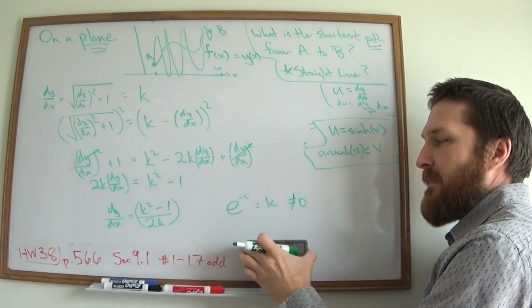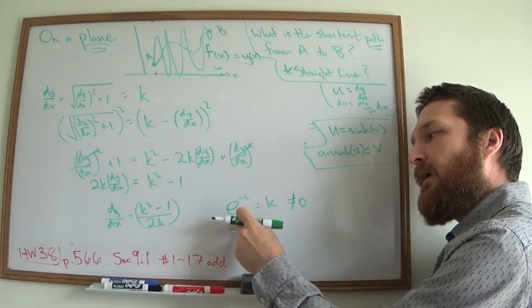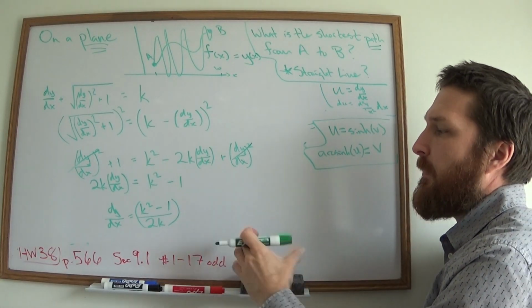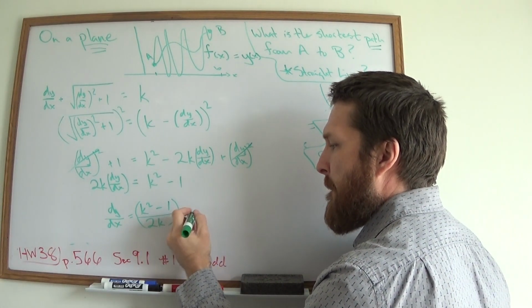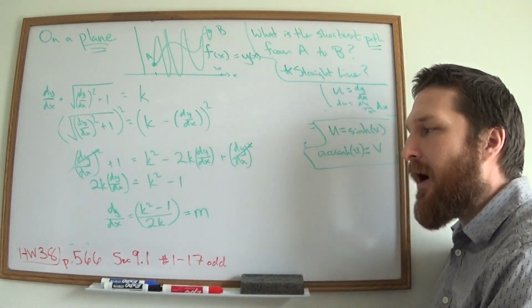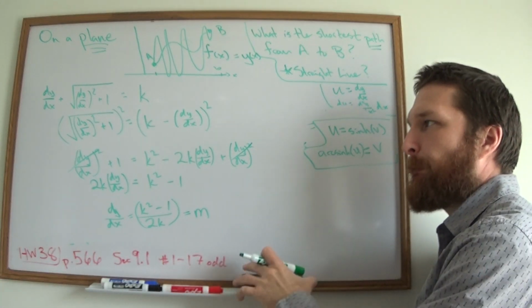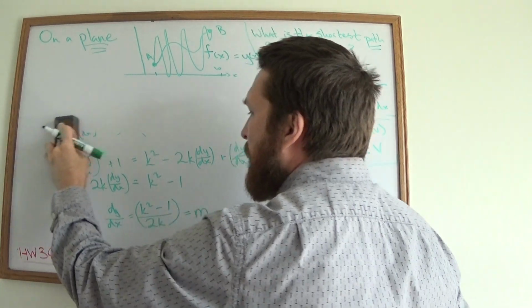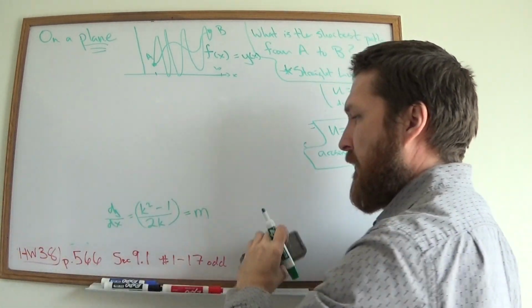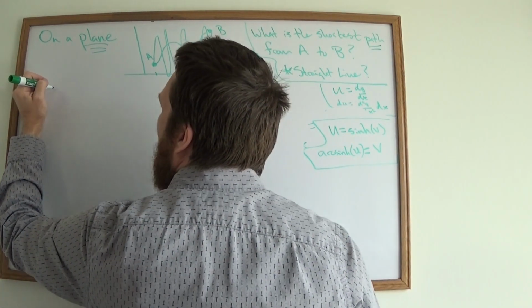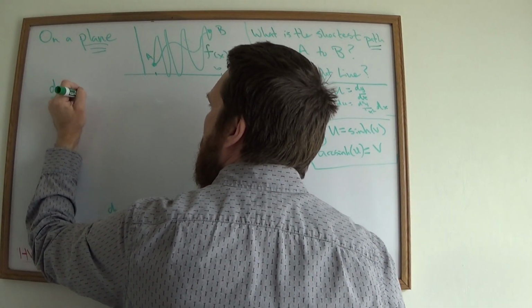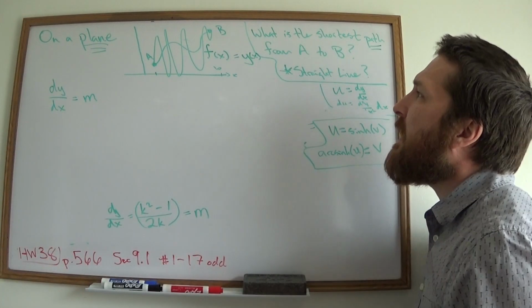Let's give it a new name, the same way we did earlier with c. E to the negative c, we called it k. Let's give this a new name. How about let's just call it m, for some constant value m. Okay, so let's get this back up here and think. What do we need to do? What we have, after all that work, we found dy/dx is equal to some constant m.